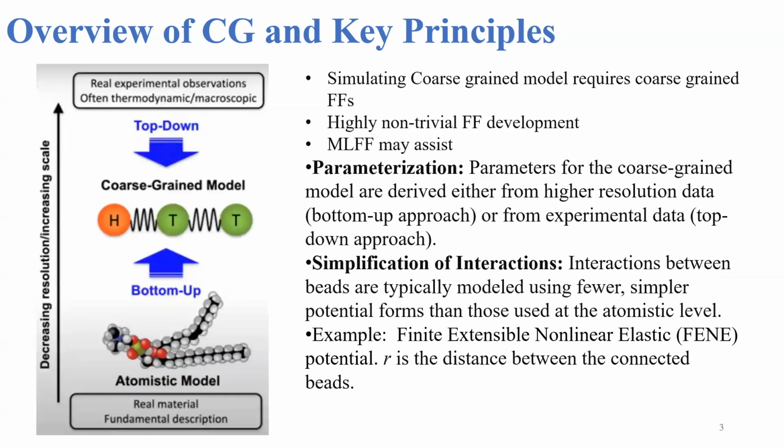So there are different approaches for accomplishing coarse graining models. So it could be top-down approach or bottom-up approach. So in top-down approach, you're going to take real experimental observation of thermodynamic or macroscopic properties and try to fit a coarse graining model. Or you can take atomistic models, and from there, you can try to match the coarse graining model that you are trying to fit to.